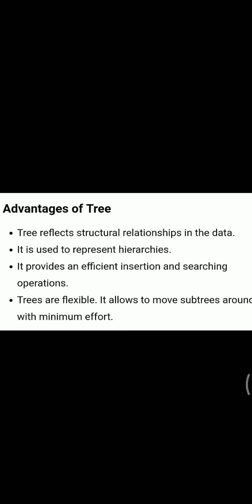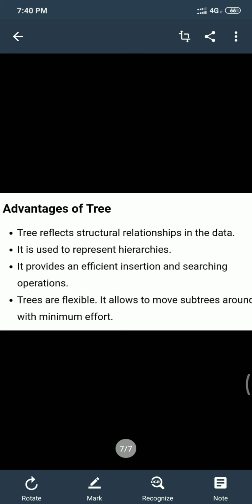Next, let us understand what the advantages of a tree are. A tree reflects structural relationships in data. It is used to represent hierarchies. It provides efficient insertion and searching operations. Trees are flexible. It allows moving subtrees around with minimum effort.